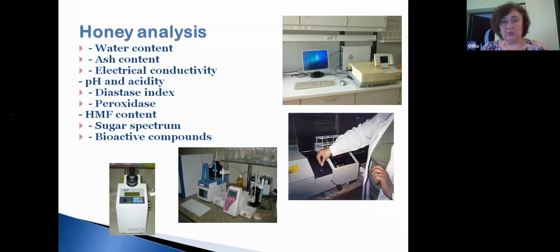The diastase index, which is a freshness component giving us the amylase content of honey, also peroxidase, is very important. HMF content gives us a view about the freshness of honey, or if it's adulterated or has had, I don't know, wrong storage methods. Sugar spectrum also is very important, and as I told you, we use some modern techniques to be able to quantify the bioactive compounds from the different classes which I have mentioned earlier.